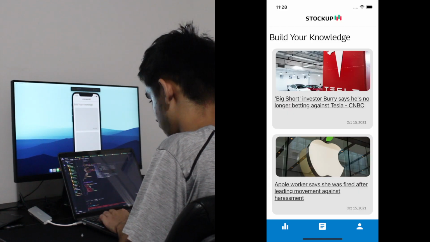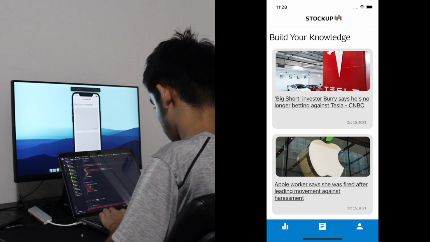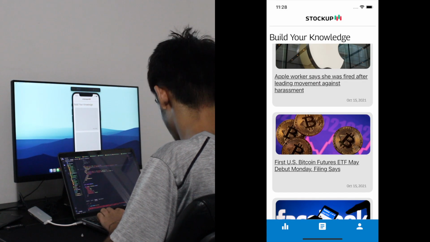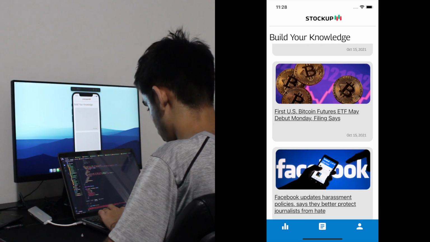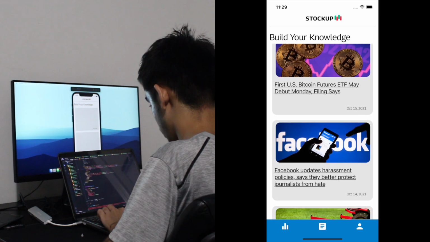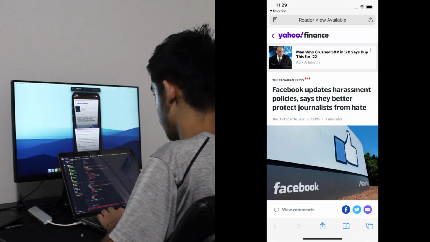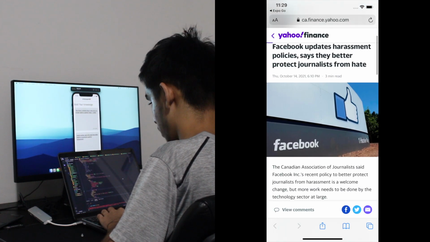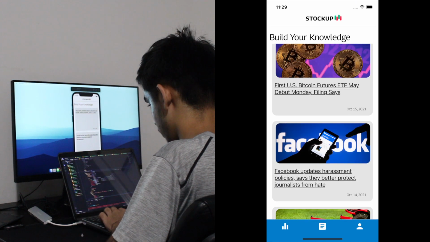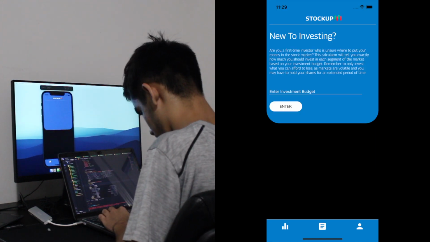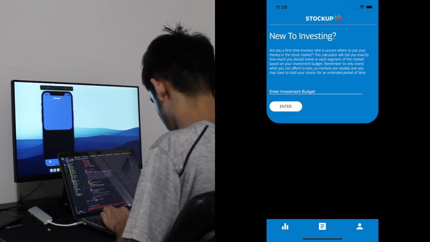Moving on to the second screen of the app, this is a newsroom for investors to build their knowledge on what's going on with various companies. As you can see, this has the latest news from different companies such as Facebook, Apple, Tesla, and so on. These articles are taken from Yahoo Finance, and so when the widgets are clicked, it takes them straight to the Yahoo Finance article.